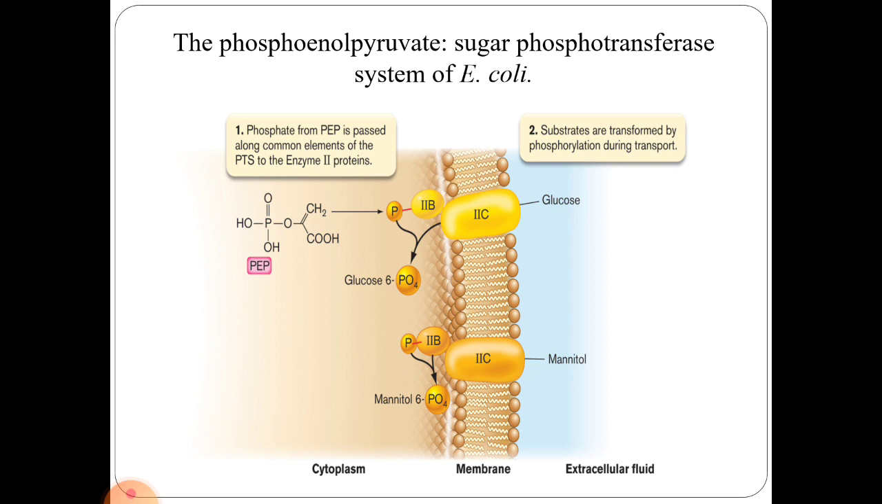residue. Finally, this enzyme 2B phosphorylates glucose or mannitol as it crosses the plasma membrane through the transmembrane enzyme 2C found embedded in the membrane, forming glucose 6-phosphate or mannitol 6-phosphate. So what is the benefit of phosphorylation of incoming sugar molecules? The benefit of transfer of glucose to glucose 6-phosphate or mannitol to mannitol 6-phosphate is to prevent leak out of the cell.